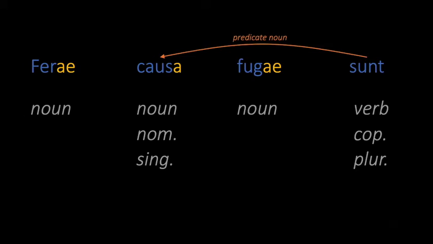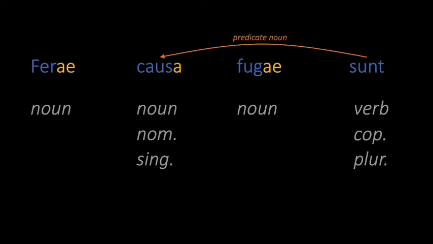Is the something ferae, beasts, or fugae, flights? Well, both are possible, but if we choose fugae as the subject, that means ferae is not the subject. It must be a genitive singular and have a possessive role. The possible meanings would be the flights are the cause of the beast, or the flights of the beast are the cause, both of which seem fine as far as syntax goes, but a little odd when you try to make some sense out of them.